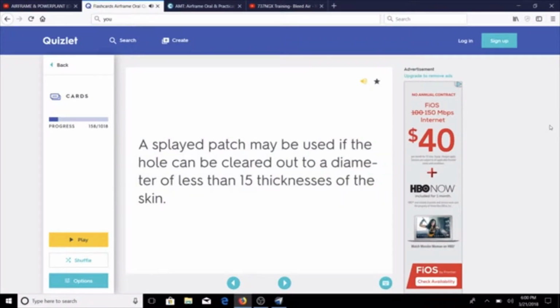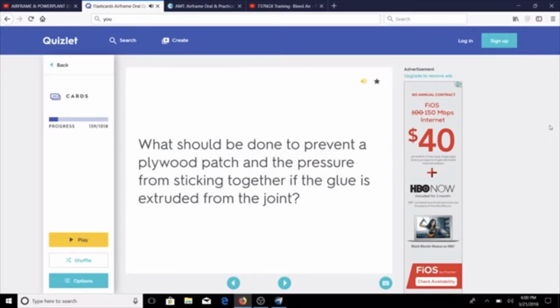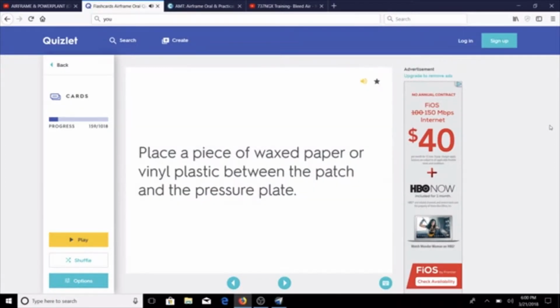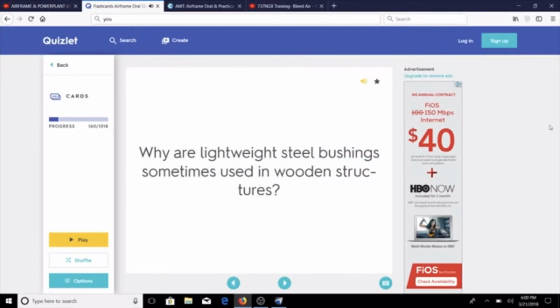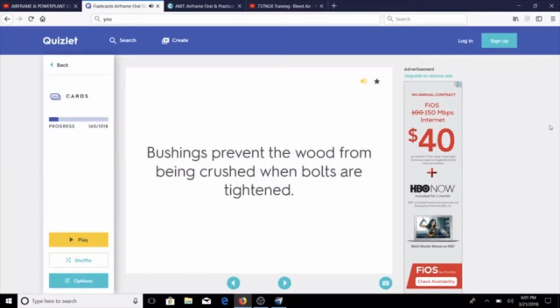A splayed patch may be used if the hole can be cleared out to a diameter of less than 15 thicknesses of the skin. What should be done to prevent a plywood patch and the pressure plate from sticking together if the glue is extruded from the joint? Place a piece of wax paper or vinyl plastic between the patch and the pressure plate. Why are lightweight steel bushings sometimes used in wooden structures? Bushings prevent the wood from being crushed when bolts are tightened.